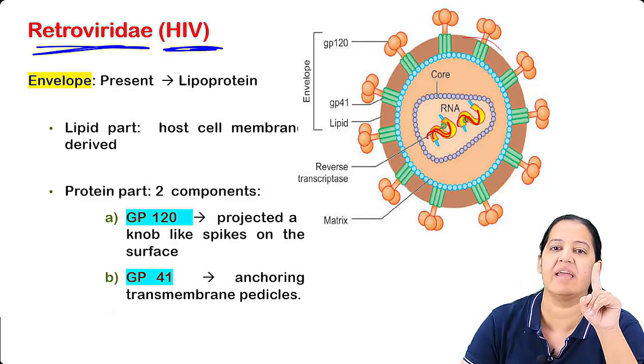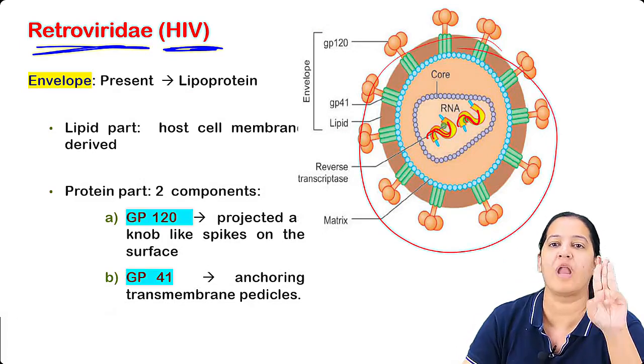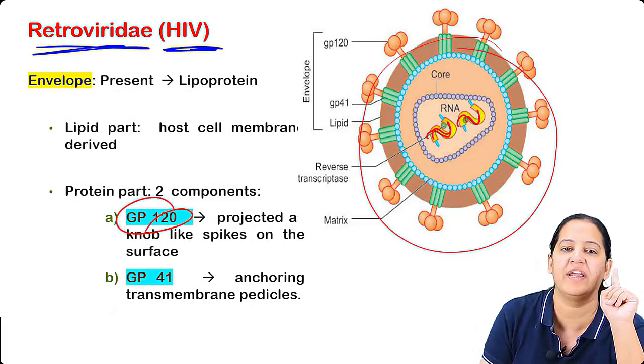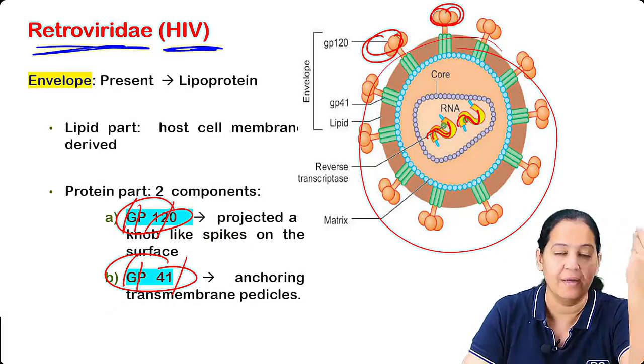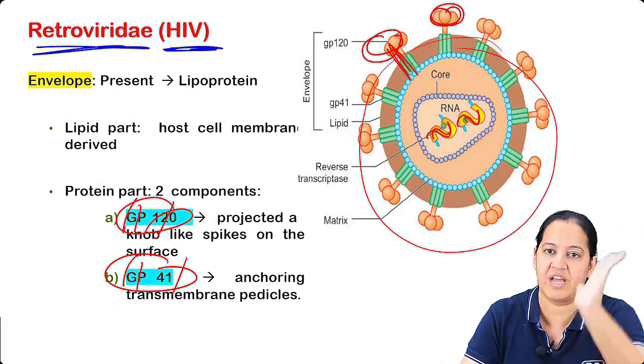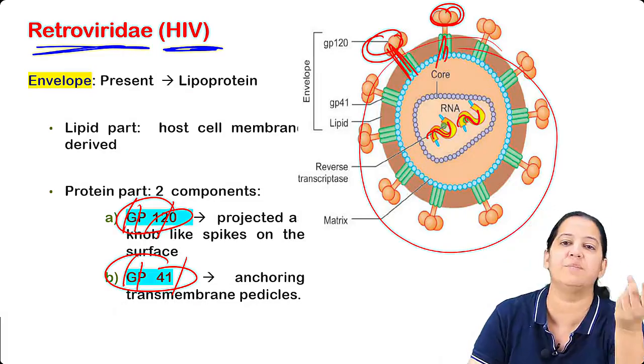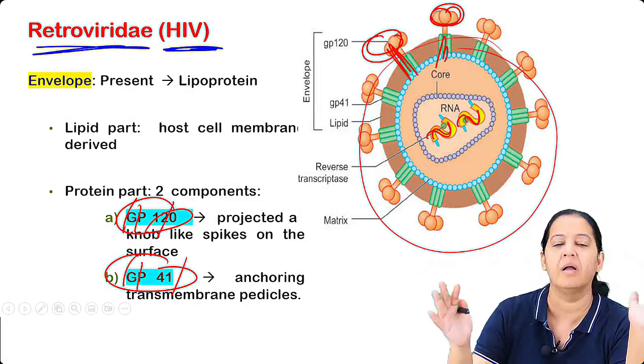Second, it is having an envelope. On the envelope, 2 glycoproteins are present, GP120 and GP41. Glycoprotein 120, glycoprotein 41. Can you see? This is 120, a knob-like. And this is 41, the projectile. So GP120, GP41 are present on the envelope. And there is a core.